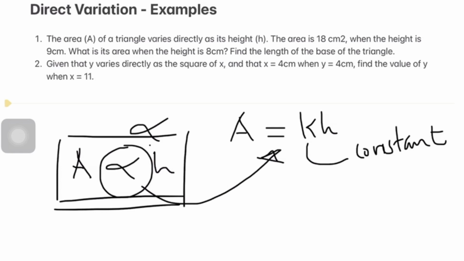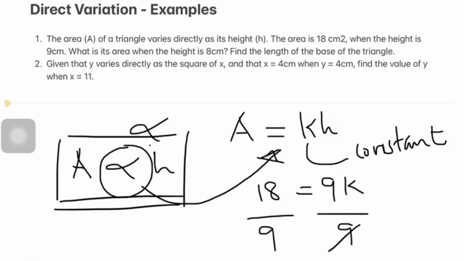So when A is 18, H is 9, and we know K is there, so we have 9 and then K. You see, so we have 18 equals 9K. From here you can just find the value of K, because you divide both sides by 9, and then your K is equal to 2.